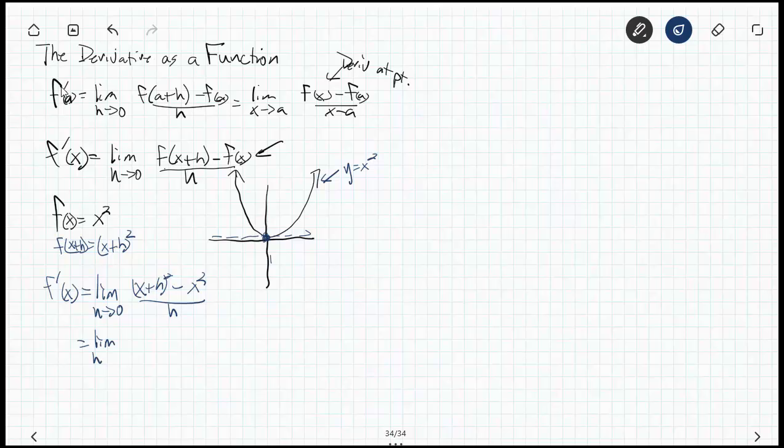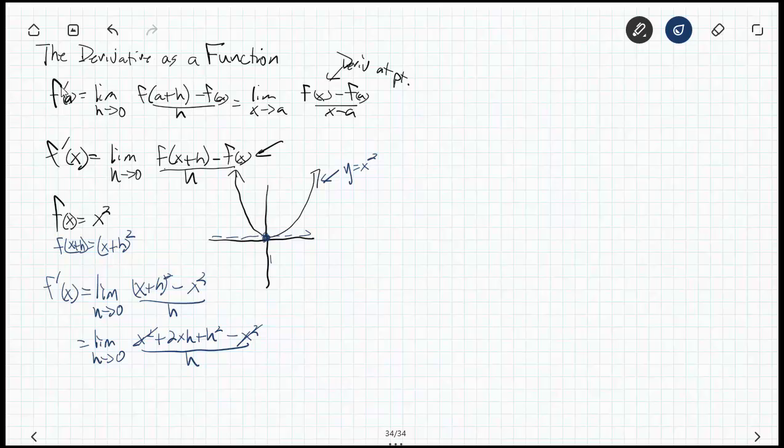I'm going to do some algebra. Here we go. I'm going to multiply this thing out. So I get x squared plus 2xh plus h squared minus x squared all over h. Now, you can probably tell that those guys cancel, and as soon as those add up to 0, look at this.